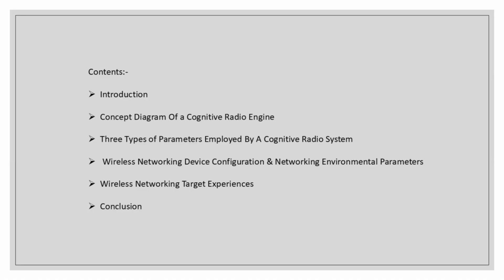Contents. Introduction. Concept diagram of a cognitive radio engine. Three types of parameters employed by a cognitive radio system. Wireless networking device configuration and networking environmental parameters. Wireless networking target experiences. Conclusion.